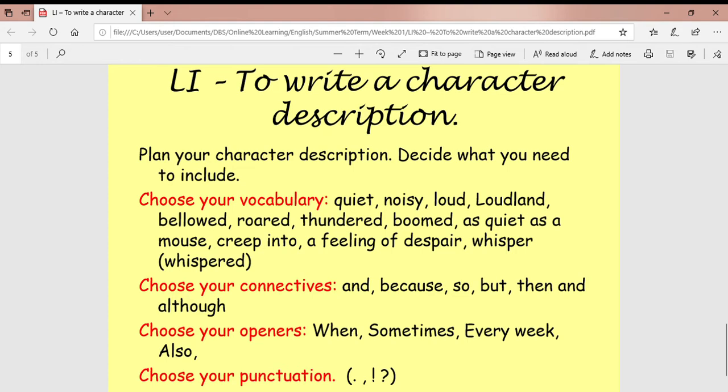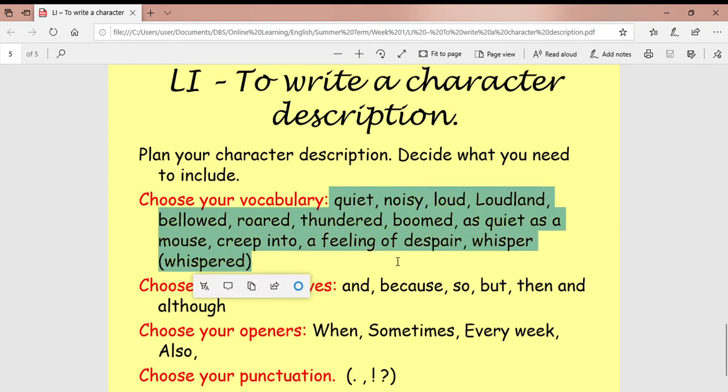This is going to help you, guide you to write your own character description. So, it says, plan your character description. Decide what you need to include. So before you start writing your paragraph, I'd like you to make a list of vocabulary, connectives, openers, and punctuation on some paper that you are going to use to help you write your paragraph character description. Here's some examples of vocabulary that you might like to use.